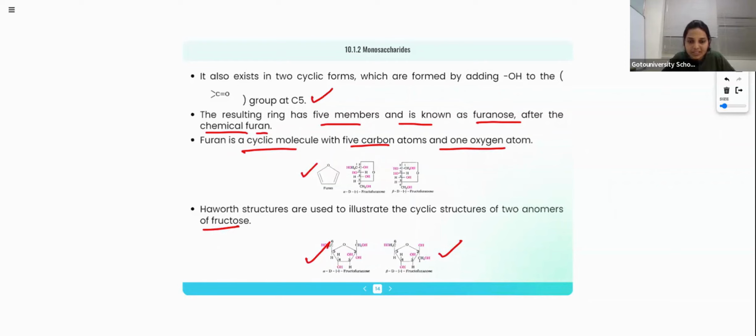Then D plus. What is the difference here? See, here there is no difference. But see the first carbon. This is CH2OH with OH up. This is CH2OH with OH down. This is the difference.